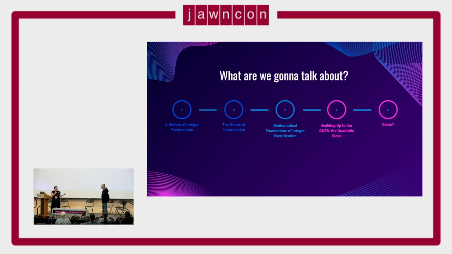You mentioned already that the number field sieve is probably the most efficient algorithm for factoring large semi-prime numbers. We'll talk about the situations in which that's true. There is going to be a little bit of math. We're going to talk about that. And then we will build up to the general number field sieve through working with the quadratic sieve first. And then, if I have time, we might even do a demo. So we'll see what we can get through today.